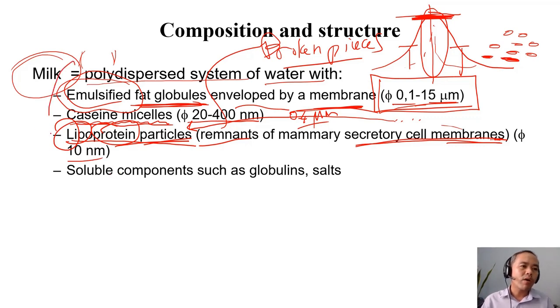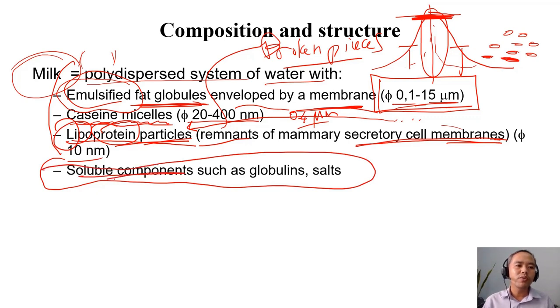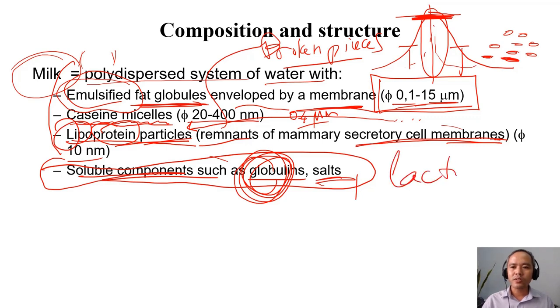And now we have particles, and then the remainings are water with soluble components, like albumins. Albumins are the proteins which are soluble in water. So now up to here, you already know that milk has casein, which is not soluble, which is in micelles. But milk also has proteins which are soluble in the water part. And then some salts are also soluble. Lactose, the milk sugar, is also soluble in the water or in the serum.